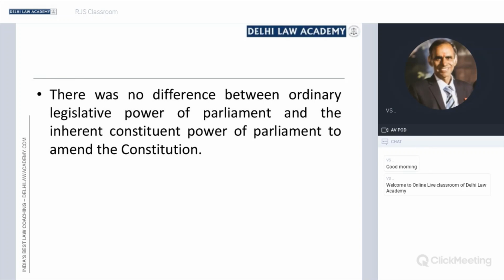In this judgment, the Supreme Court said that there was no difference between ordinary legislative power of Parliament and the inherent constituent power of Parliament to amend the Constitution under Article 368. Now they are saying there is absolutely no difference between the ordinary legislative power, ordinary lawmaking power, and the constituent power of Parliament available under Article 368. And that's why we say that there is a complete overruling of the Shankari Prasad case in Golaknath's case.